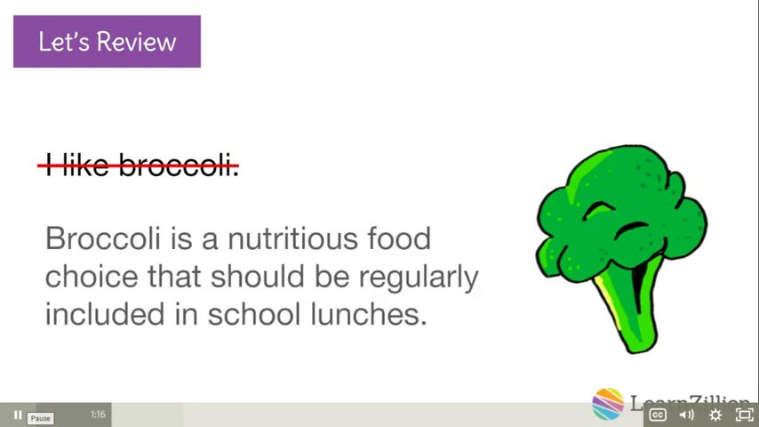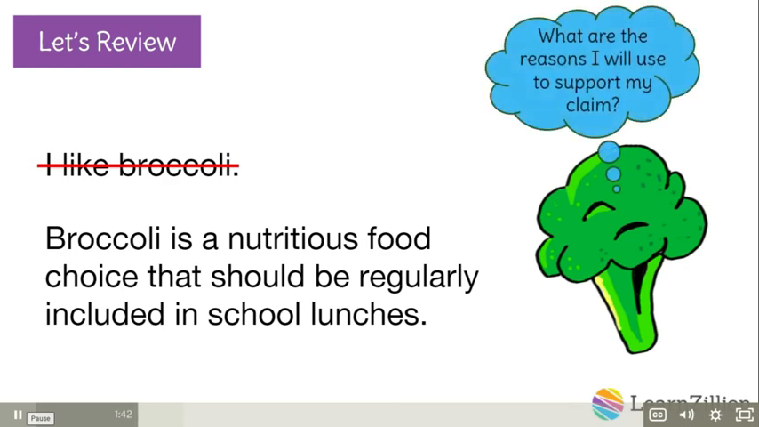Let's try this. Broccoli is a nutritious food choice that should be regularly included in school lunches. This is a very specific claim that I could use evidence to support. I could cite research papers and scientific evidence showing what nutrients are important for people, how many of these nutrients are in broccoli, and other such specific information showing the benefits of eating broccoli. Finally, I wrap up my claim by giving the reasons I will use to support it. What are my arguments going to be to convince my reader that broccoli should be included in school lunches? That's where we look to our research.